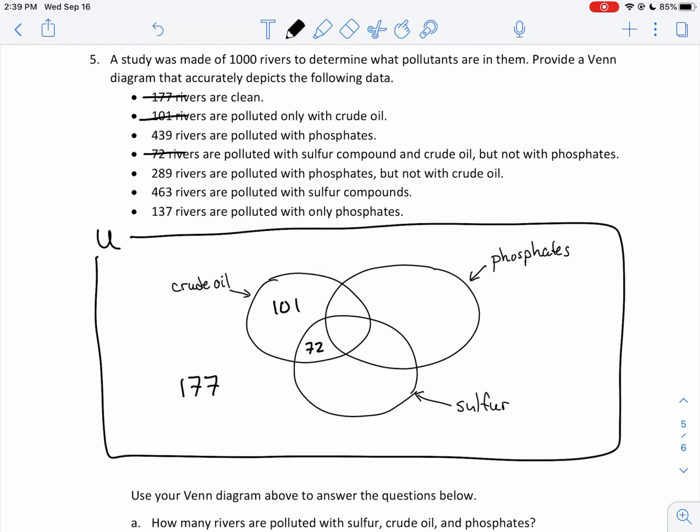289 rivers are polluted with phosphates, but not with crude oil. Okay, so with phosphates, but not with crude oil, is going to be these portions. This is phosphates, but not crude oil. So there's 2 numbers that are going to have to add to that 289. And keep that in mind. Let's move on to the next one, see if we can get a definitive number for one of these. 463 rivers are polluted with sulfur compounds. Okay, so that's another issue where this number, this number, this number, and this number have to add to 463. So we'll come back to that.